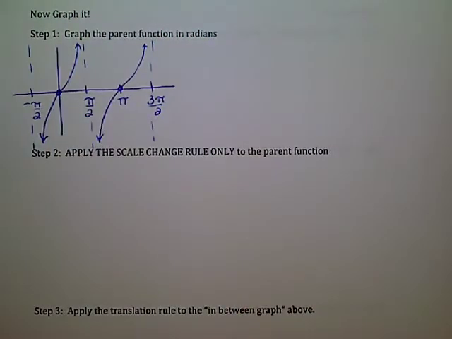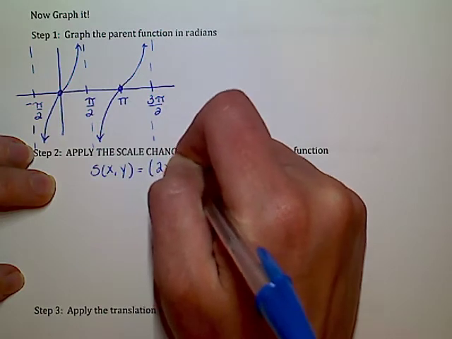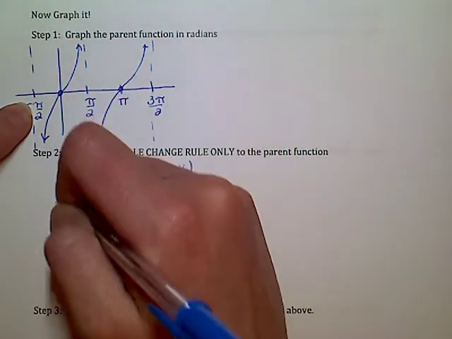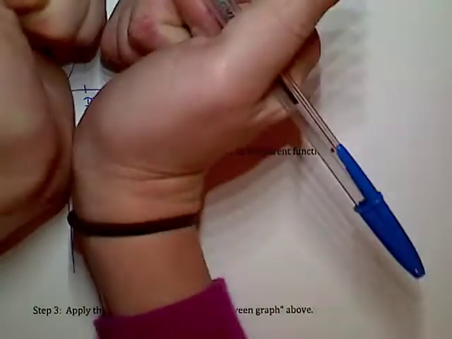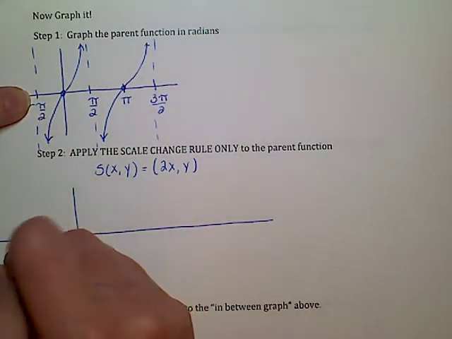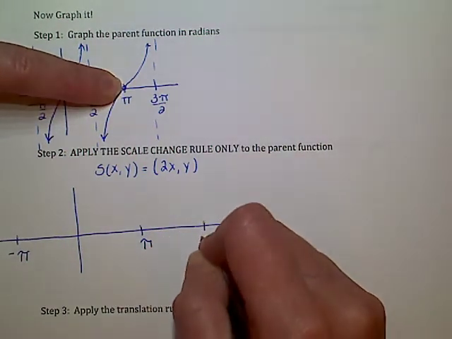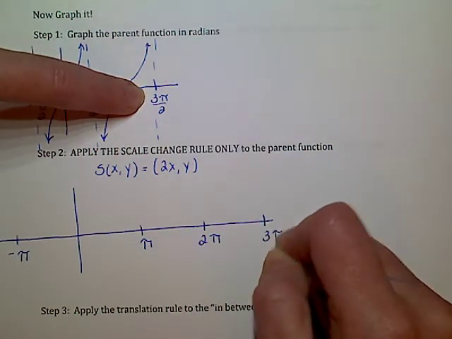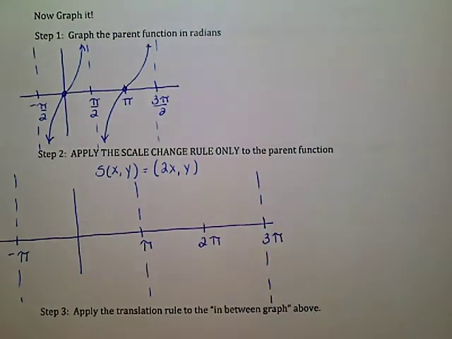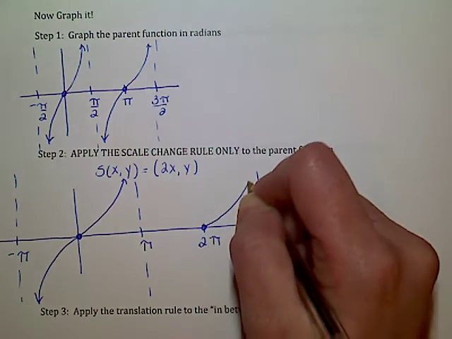Alright, so first thing we're going to do is apply our scale change rule. And our scale change rule was 2x, comma y. So what that means is I'm going to be multiplying all of the x values by 2. What that's going to do is it's going to pull that tangent graph apart. Okay, so negative pi over 2 will now be at negative pi. 0 will stay, pi over 2 will be at pi, pi will be at 2 pi, and 3 pi over 2 will be at 3 pi. So, there go the asymptotes. And you can really make this really wide.